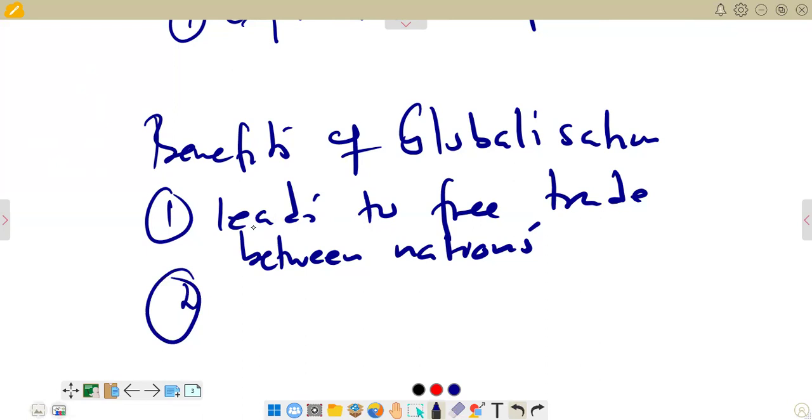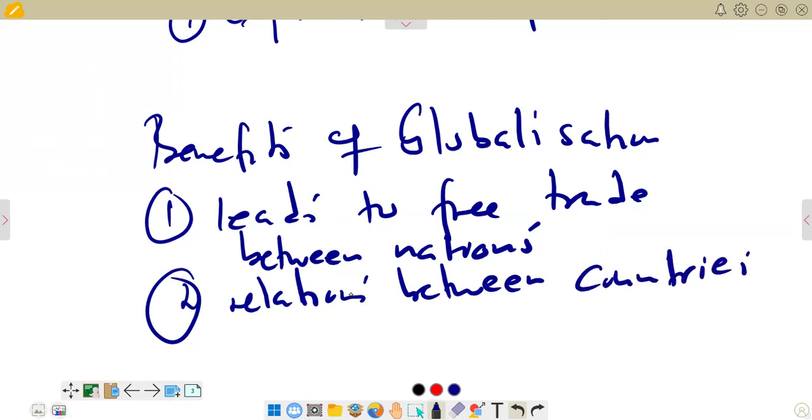And it also strengthens the relationships that are there between countries. So you can say relations between countries is enhanced. When countries trade between each other, it means their relationships are going to be strengthened. And at the end of the day, political disputes are going to be reduced when we are having globalization, whereby countries are trading between each other. So these are some of the advantages that we can deduce from globalization.